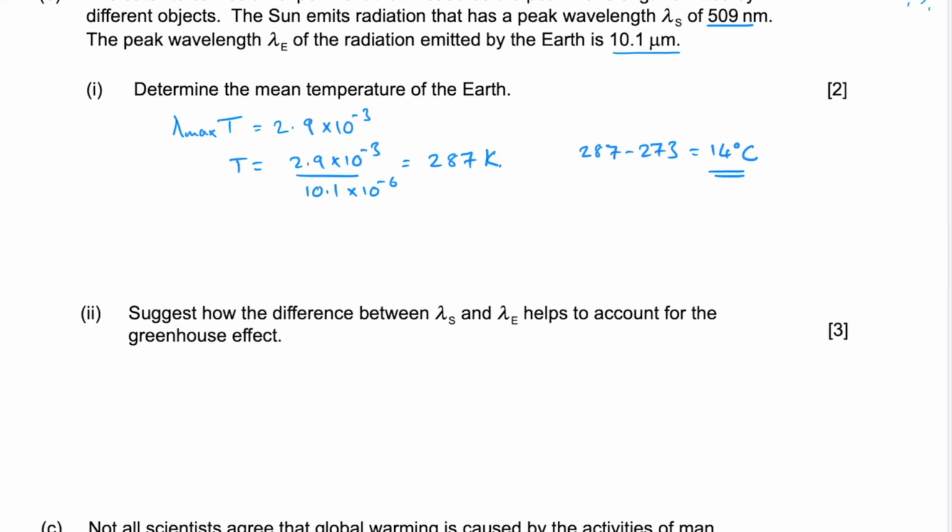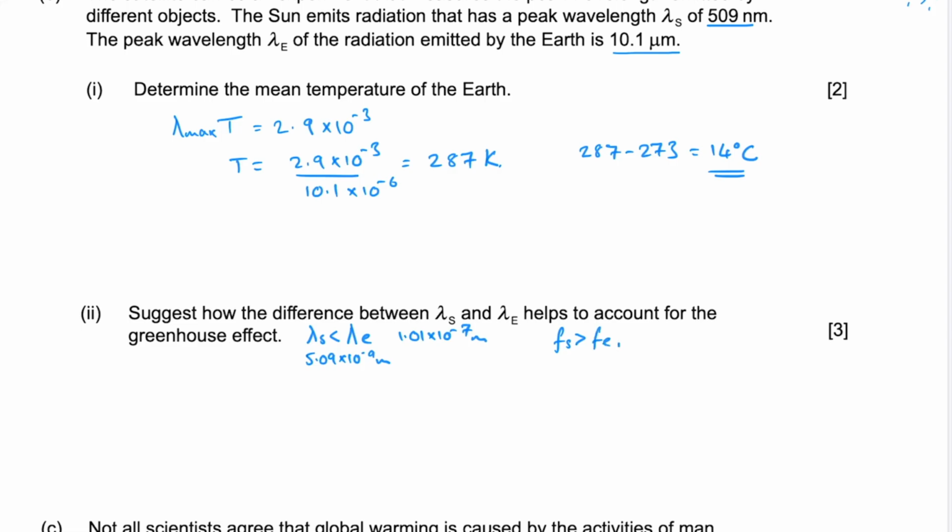Question 2. Suggest how the difference between the peak wavelength of the sun and the peak wavelength of the Earth helps to account for the greenhouse effect. And this is 3 marks. So the first thing we'll notice is that the peak wavelength of the sun is less than the peak wavelength of the Earth. The sun is 5.09 times 10 to the minus 9 meters, and the peak wavelength of the Earth is 1.01 times 10 to the minus 7 meters. So the wavelength of the sun is less, which means that the frequency of the sun's radiation is greater. That's the first thing we'll notice.